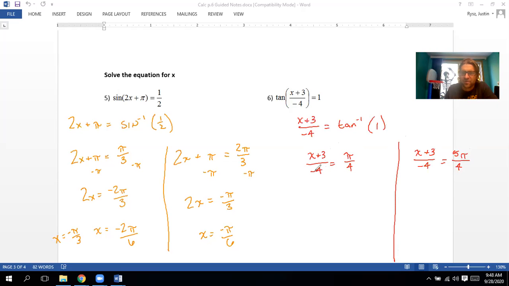So we're going to go ahead and solve both of these. Let's take care of this negative 4 on the bottom. I'm going to multiply the other side by negative 4. So if I multiply pi over 4 by negative 4, I get a negative pi. Then I'm going to subtract 3, and pi and 3 don't really work together, so we get negative pi minus 3, and that's the answer for the first x. Now the other side here, if I multiply 5 pi over 4 by negative 4, I get negative 5 pi, and subtract 3, and we get a very similar answer, negative 5 pi minus 3.